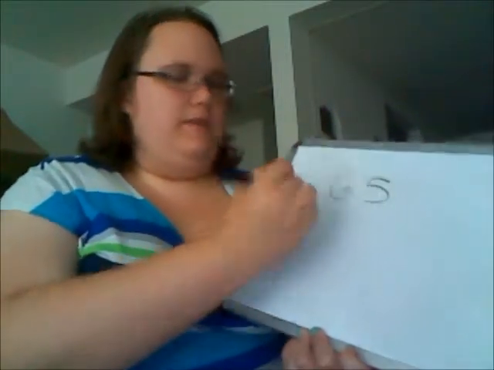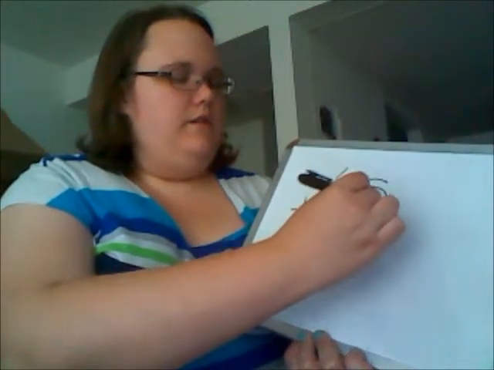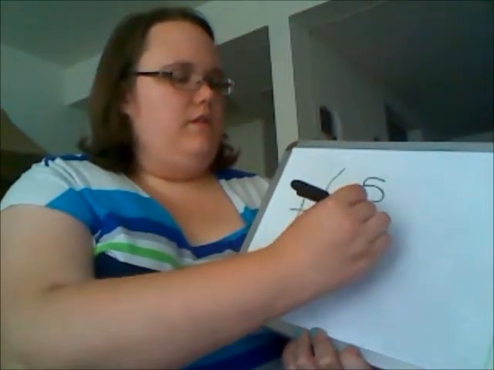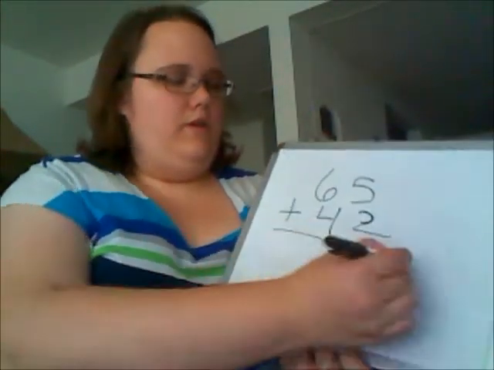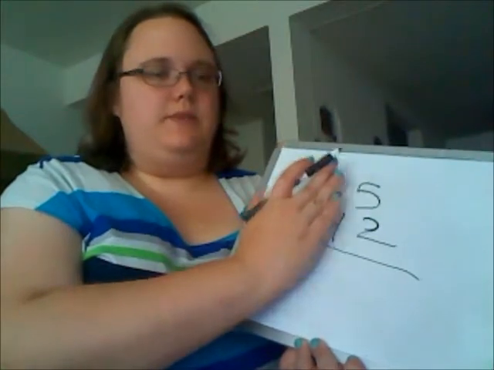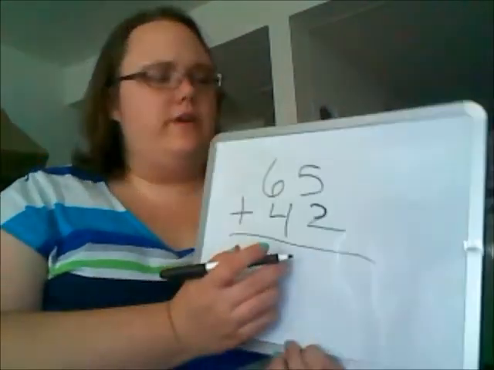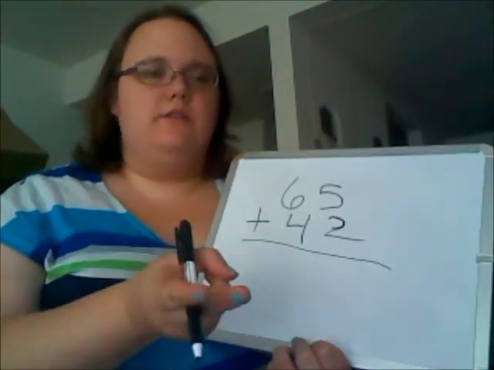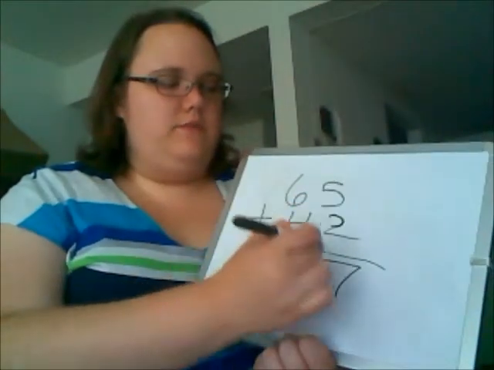65 plus 42. So we cover up our tens place and add our ones. 5 plus 2 is, and if I don't know it, I can count on from 5 and go 5, 6, 7. So we go up 2 more times for 7. So 5 plus 2 is 7.